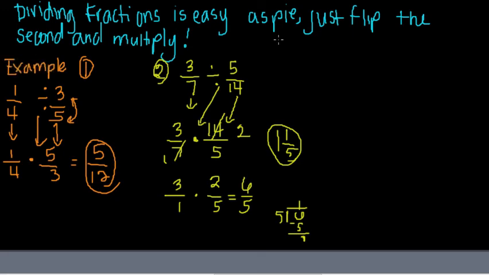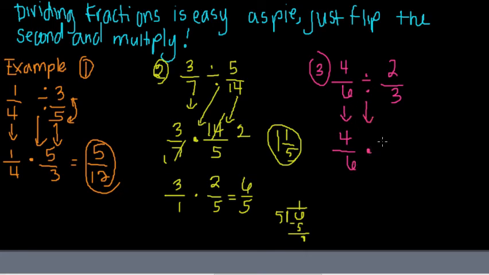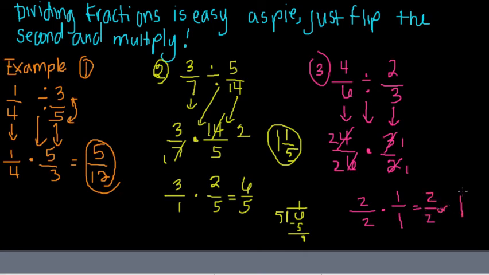Okay, and then the last one. Again, easy as pie. Just flip the second and multiply. So 4/6 divided by 2/3. Alright, 4/6 stays the same. Division becomes multiplication. 2/3 becomes 3 over 2, the reciprocal. We can cross simplify both ways on this one. Okay, dividing by 2 right now. Now it becomes 2 over 2 times 1 over 1. That's easy. 2 over 2, which is equal to 1 whole.